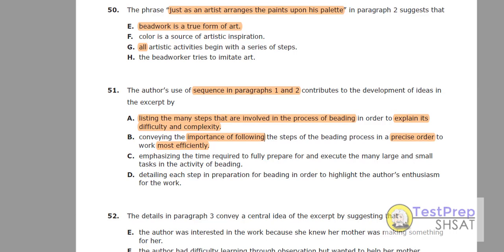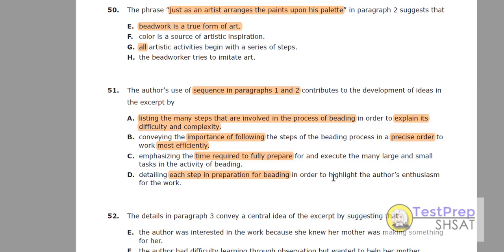C, emphasizing the time required to fully repair. Well, we don't know anything about the time required from that part of the passage, right? It could be 10 minutes, could be an hour. We just don't know. So C is not the right answer. D, detailing each step in preparation for beading. Well, that's kind of like A, and that's correct, right? That's exactly what it's doing.